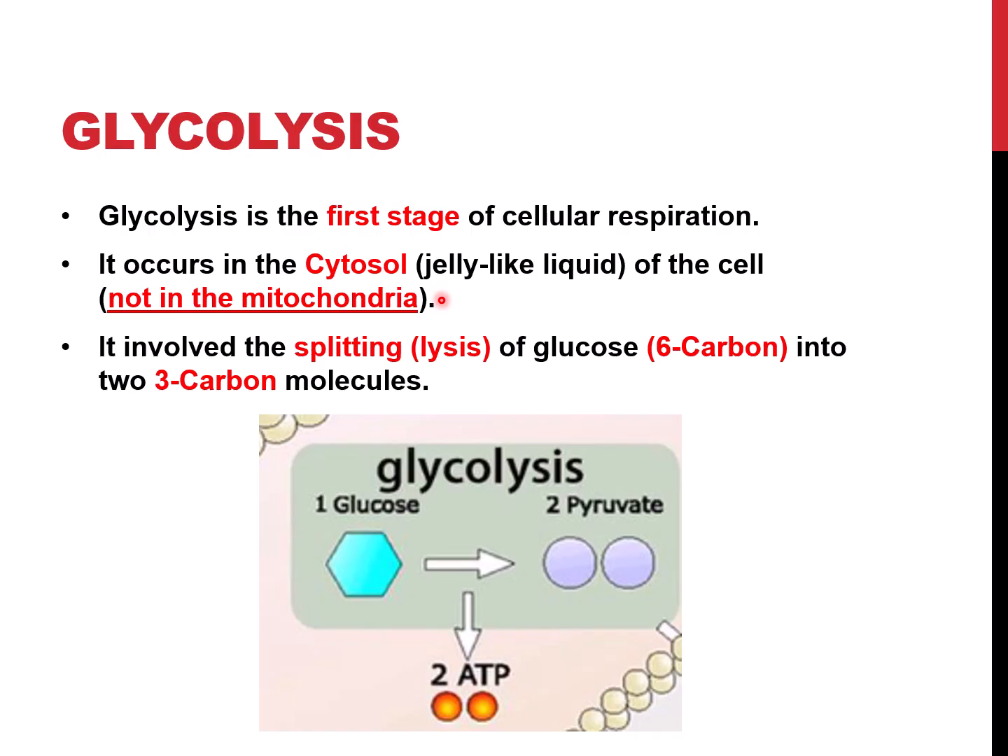Let's break down this word now. Glyco is our first part, lysis is our second. So lysis we know means splitting in half, and glyco refers to glucose. So the splitting of glucose, and that's what it is. It involves splitting or lysis of glucose from a hexagonal, shown here, 6-pointed glucose molecule, because it has C6, to 2 molecules of pyruvate, which have 3 carbons each. 2 ATP are also created during this process.